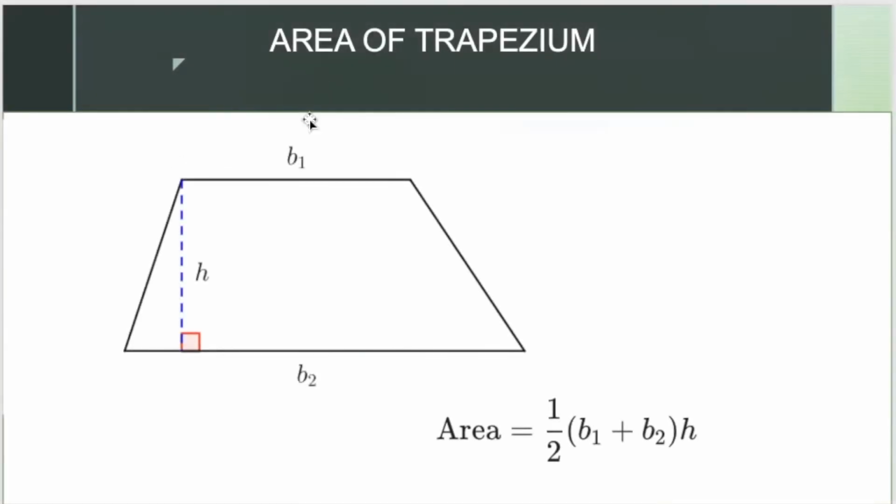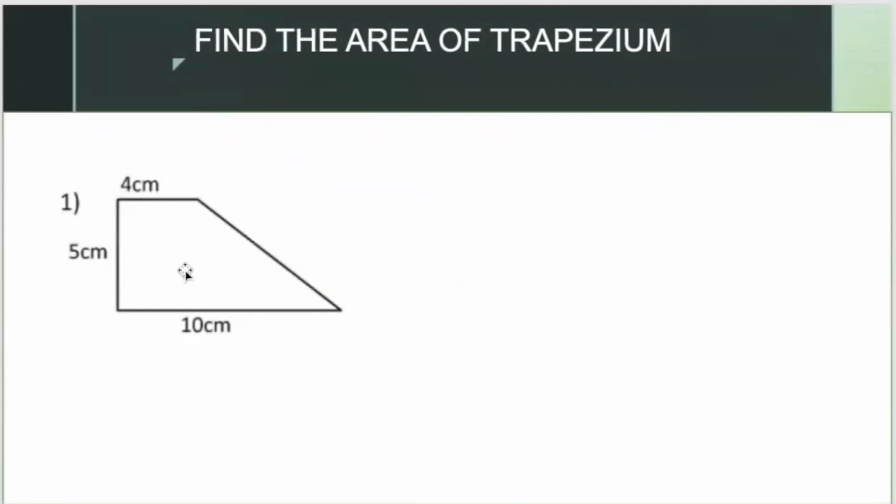The area of a trapezium is half this length plus the next length times the height. So it's a half of this length plus this length times the height. So if I have an example here and I need to find the area of this, then it's going to be a half. The first length is 10 plus the next length is 4 times the height, which is 5.